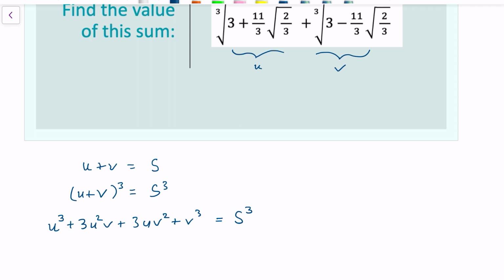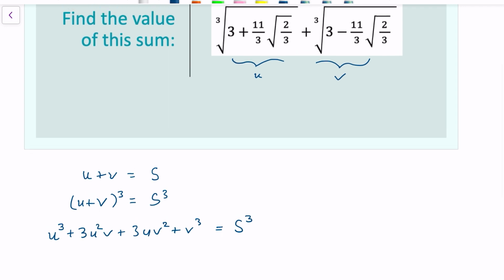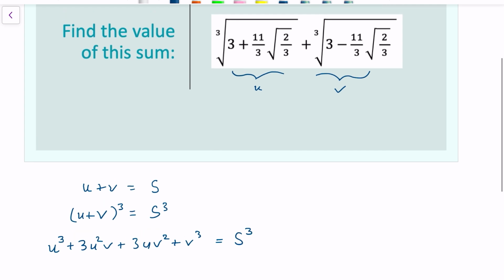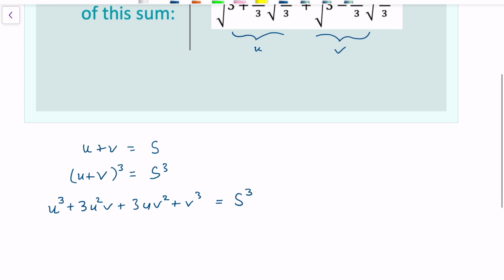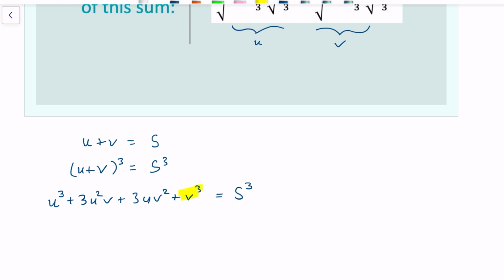And then we can go back to the original problem. u cubed and v cubed are easy to find because u and v are just cube roots. So if we cube both of those and add them, we get just the stuff underneath added together. Of course, the conjugate terms there cancel, and so we end up with 6. So u cubed plus v cubed is, these dudes here, is 6. And then the other 2 terms have a common factor of 3uv. So we have 3uv(u plus v) plus 6 equals s cubed.